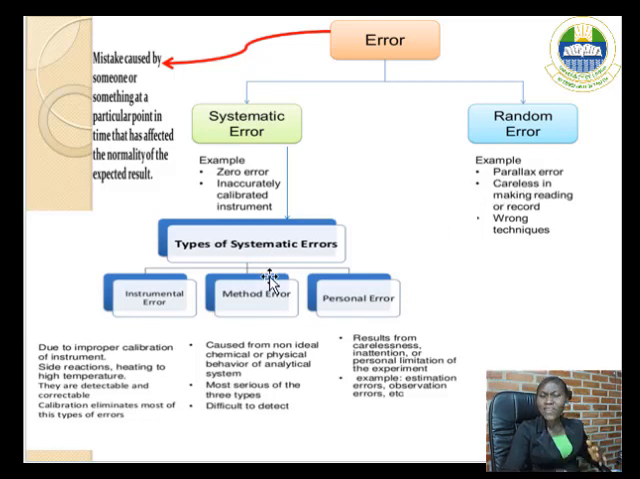Then we have the different types of systematic errors, which are instrumental errors, method errors, and the personal errors. These are also some of the examples there. We would be dealing with them very well in the course of the study session.